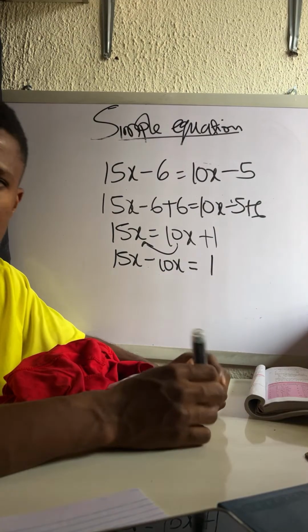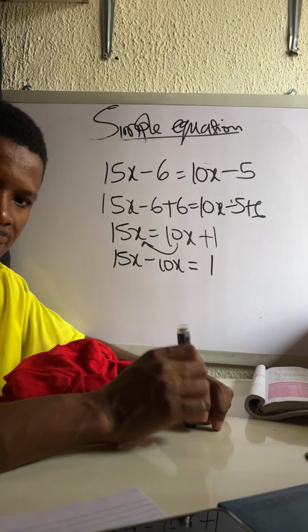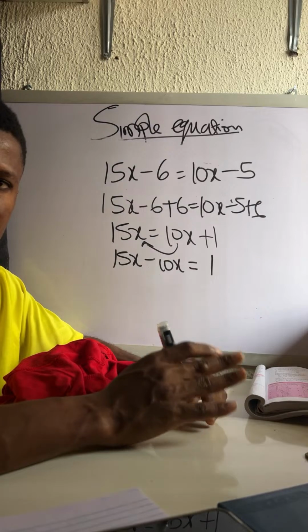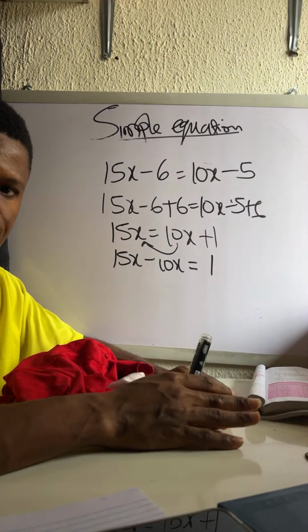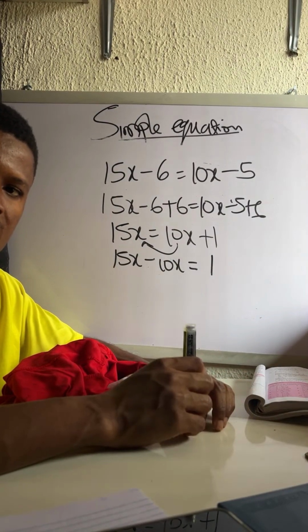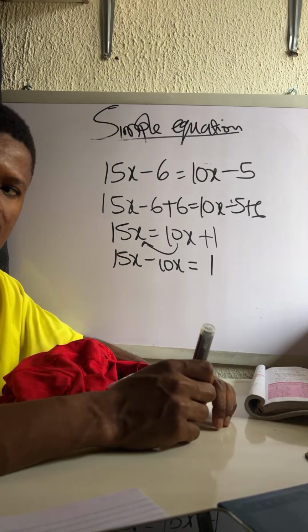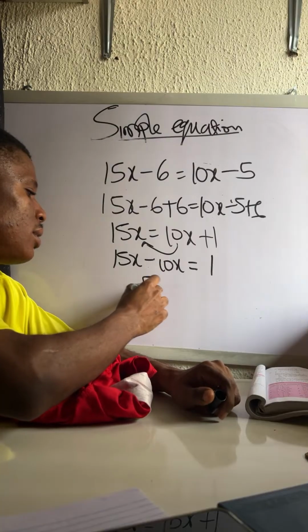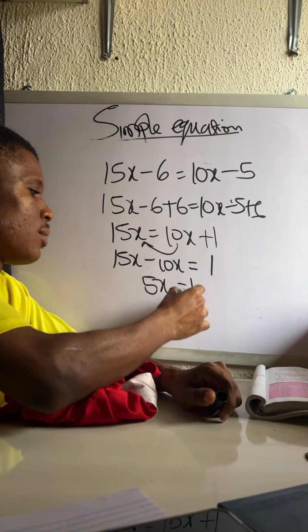What is 15x minus 10x? Let's see the answer in the comments. Please, let's write down in the comments. So 15x minus 10x is 5x, and that equals 1.